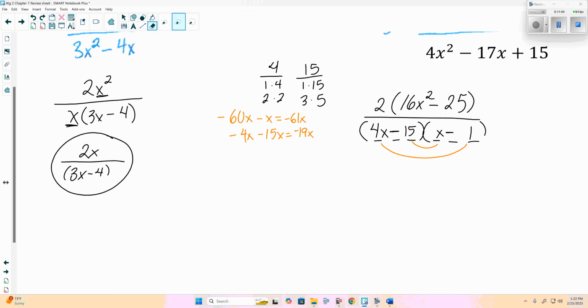We can do 2 and 2. I'd try 3 and 5 first and see if that gets us to where we want. 4x times negative 3 would be negative 12x. Negative 5 times x is negative 5x. Negative 17x.